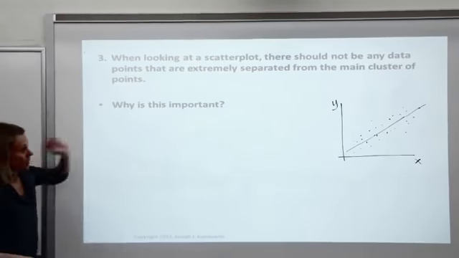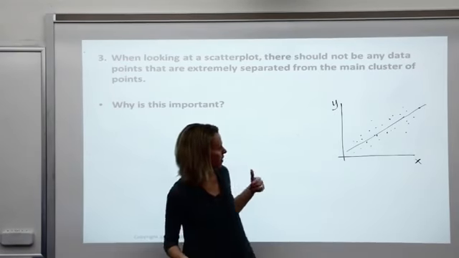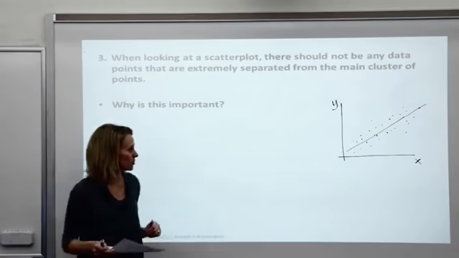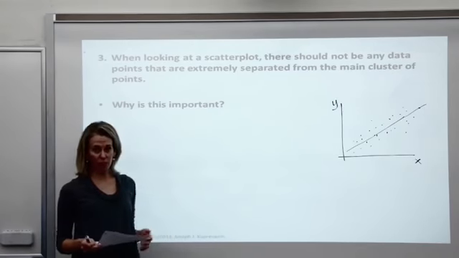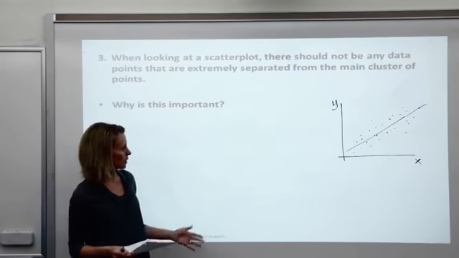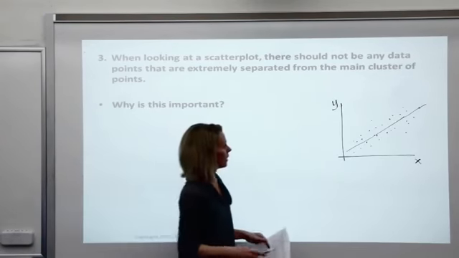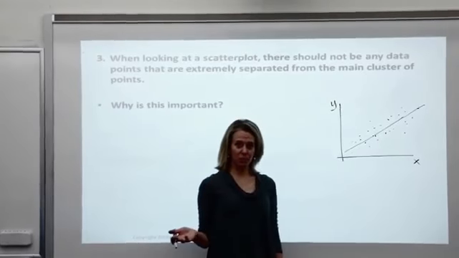So again, the scatter plot that I had up before, there weren't any points that were sort of crazy points away from the main clustering of other points. If you do have points like those, we need to be careful about those. They can have great influence on your regression line.